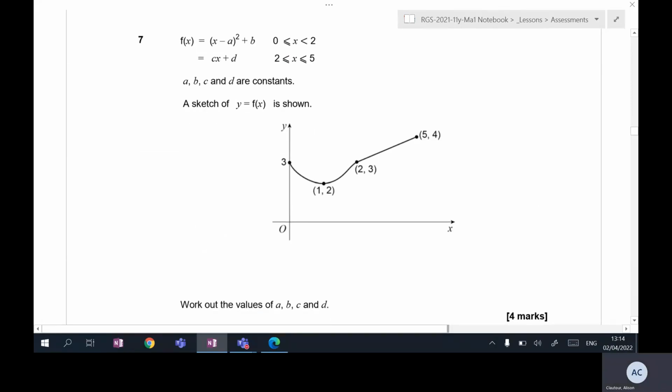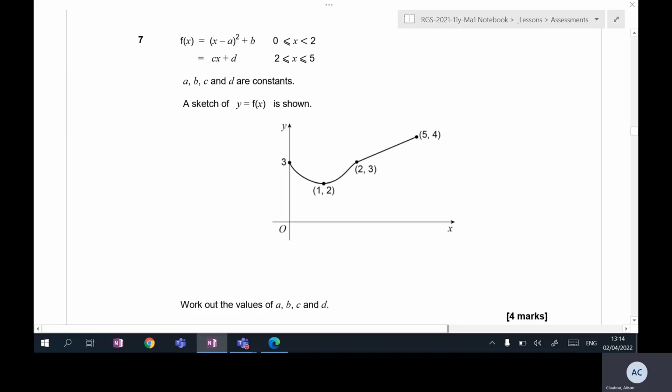Right, here we've got a piecewise function. So we've got a quadratic for domain of 0 to 2, and then a linear expression for 2 to 5. So using the coordinates on the graph, we want to work out the values of A, B, C, and D.